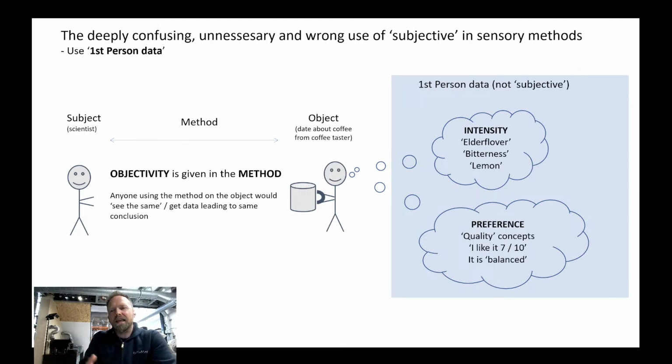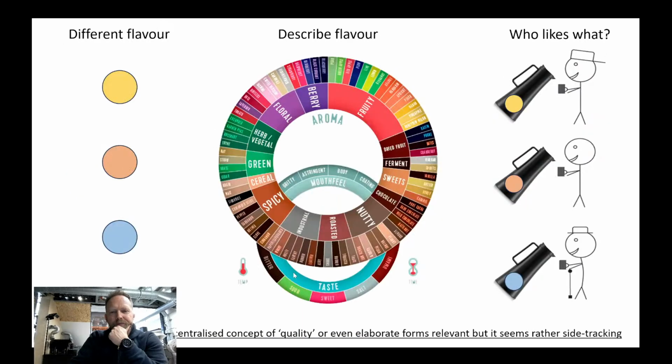So we are gathering first-person data. Don't call it subjective. It's just confusing. It's first-person data because you ask the person, and the person reports back directly either intensity, which is the lab, that's for professionals, or it's consumers telling you about preferences. This is very important, and I really hope that this slide will be a huge support for clearing out the mess, I would say, in sensory education that we have worldwide right now.